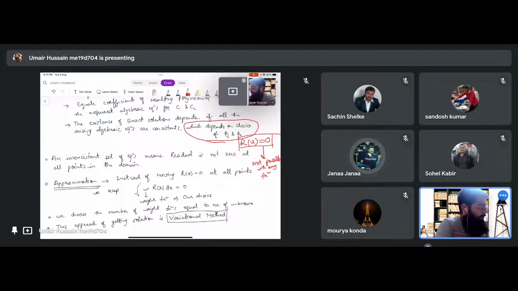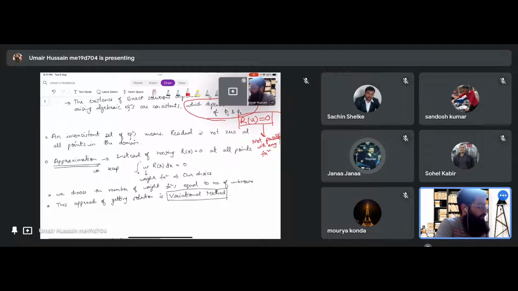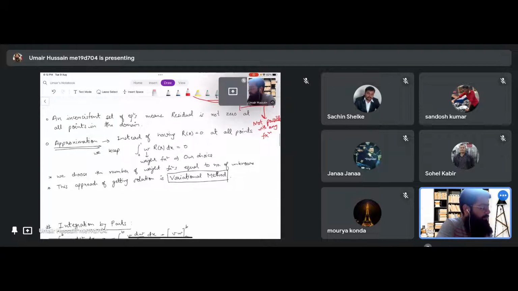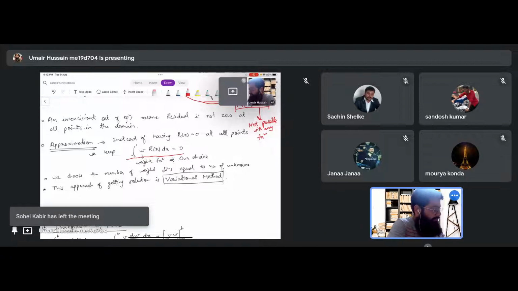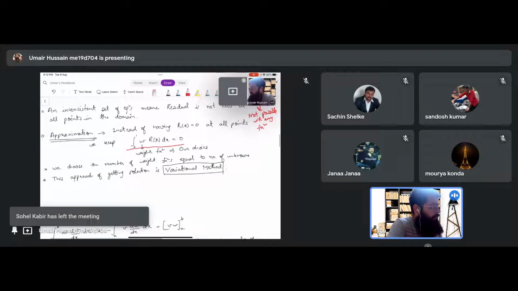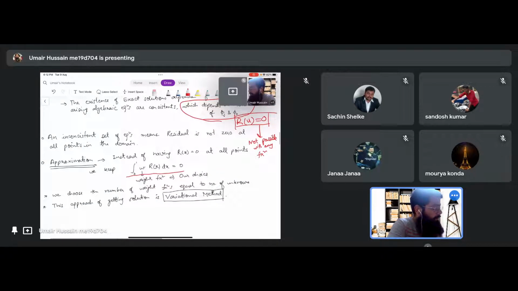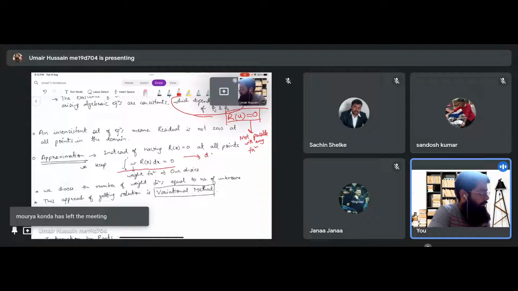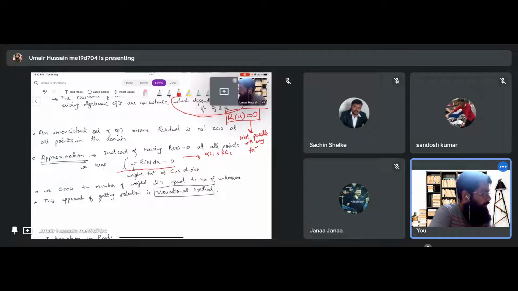Instead, as discussed in the first week's class, rather than getting residual 0 at all points, we can get the weighted residual 0. So we can minimize the error in the entire domain, such that the integral of the weight function multiplied by the residual gives 0. Once we follow this procedure, we will get an algebraic equation of the form alpha times c1 plus beta times c2 equals gamma.